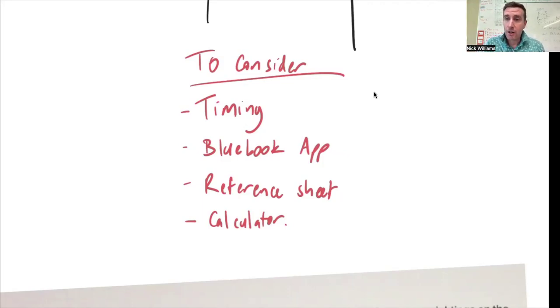And that will give you all of your equations. So start getting used to it now in the Bluebook app and making sure that you know where to find all of your fundamental equations. And a calculator. You can bring in your own calculator.